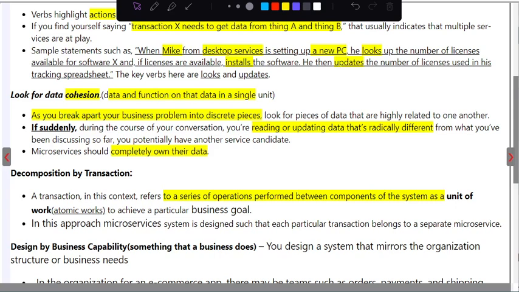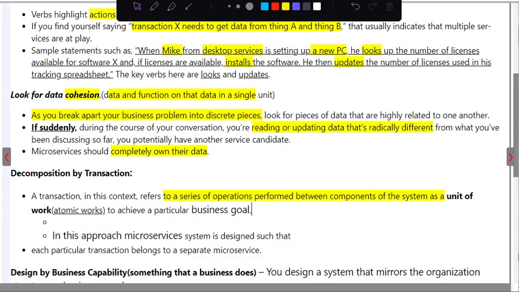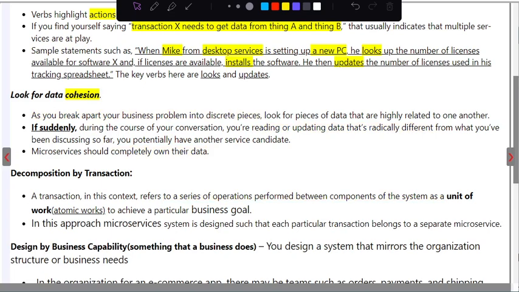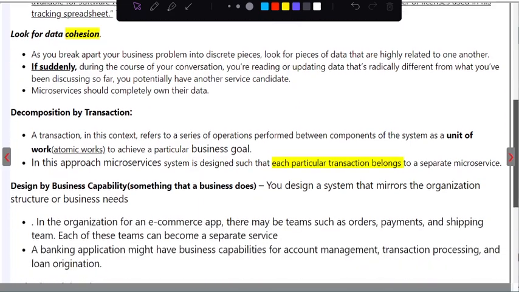If we have to perform a transaction on the data, then make sure our preference is that the data should be with a single microservice. In this approach, the microservice system is designed so that each particular transaction belongs to a separate microservice.